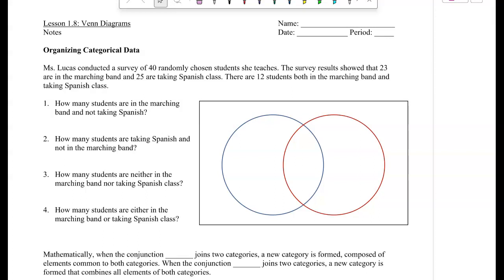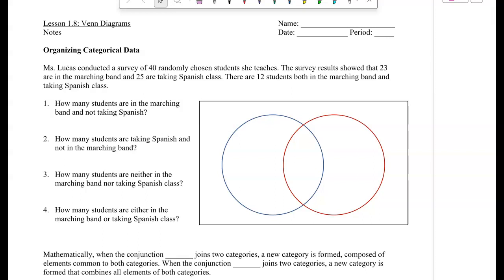It says here, Miss Lucas conducted a survey of 40 randomly chosen students she teaches. The survey results show that 23 are taking marching band, 25 are taking Spanish. There are 12 students both in marching band and taking Spanish.